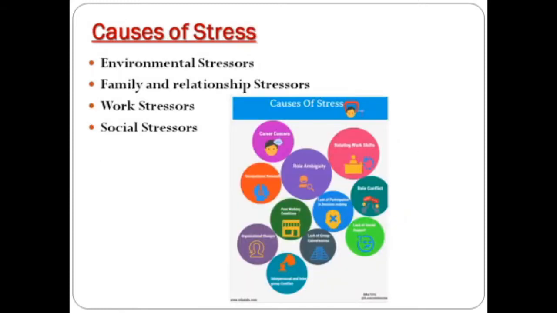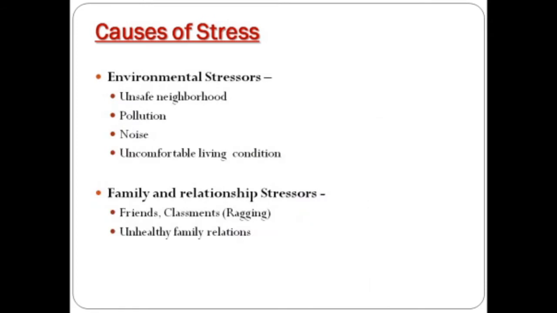Now we discuss causes of stress. First is environmental, second is family and relationships, third one is work, and fourth one is social. So these are the four major causes of stress. We will go through them one by one. First one is environmental conditions.